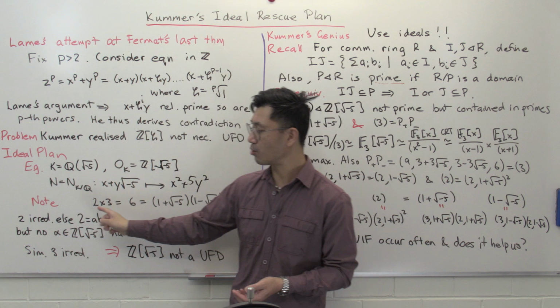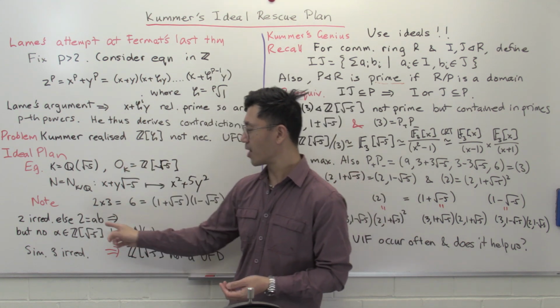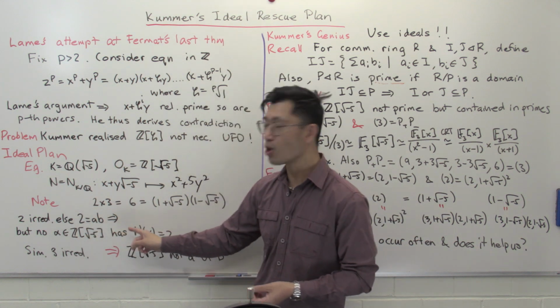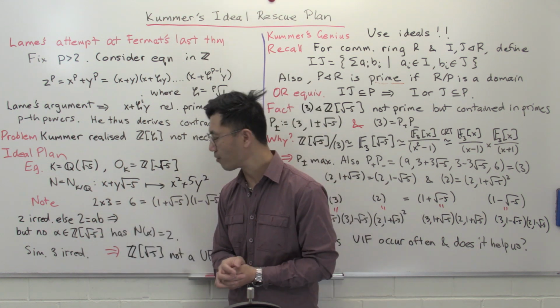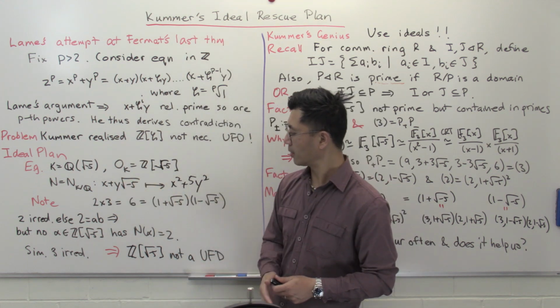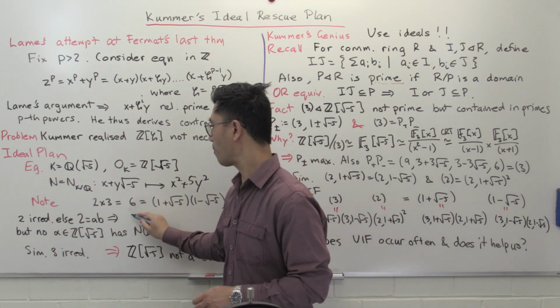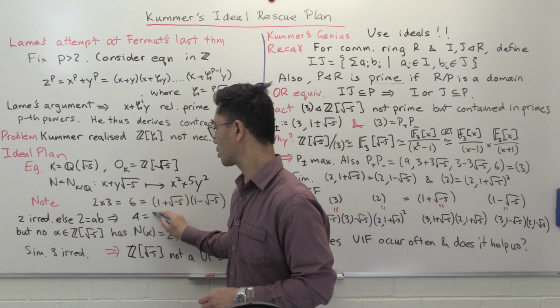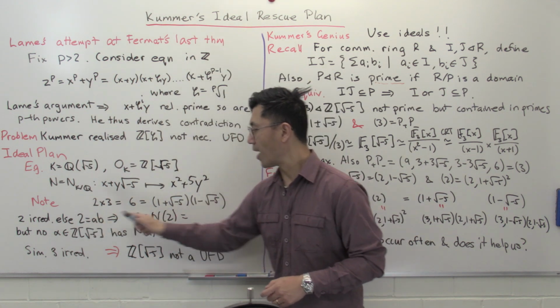Okay, so let's just check irreducibility, and we can use the norm to do that quite easily. That's something rather nice. Suppose you can factorize 2 = a times b, where neither a nor b is a unit. Remember the norm is multiplicative. So the norm of 2, which is just the square of 2, is 4. So 4 equals the norm of 2, which equals the norm of a times the norm of b.